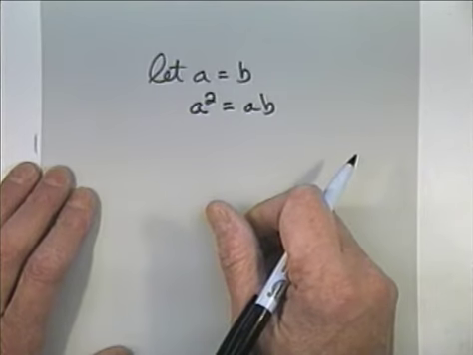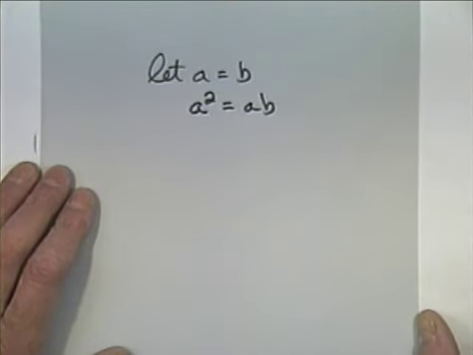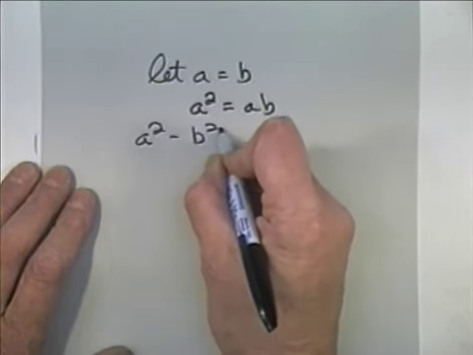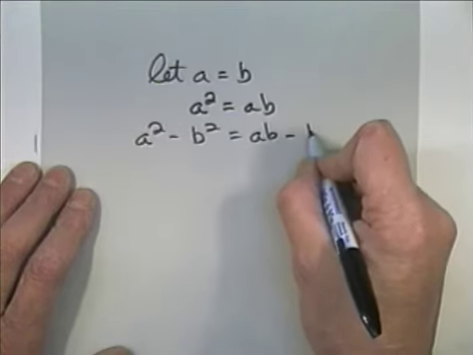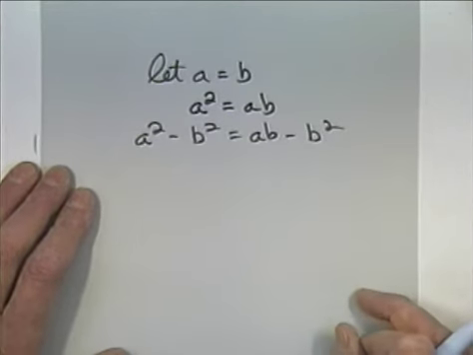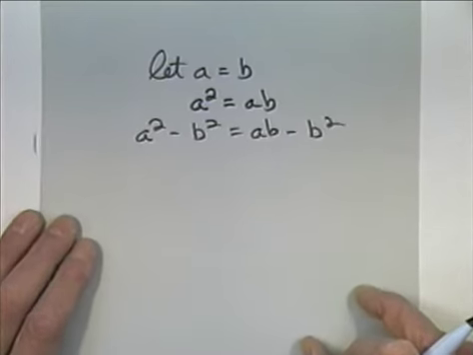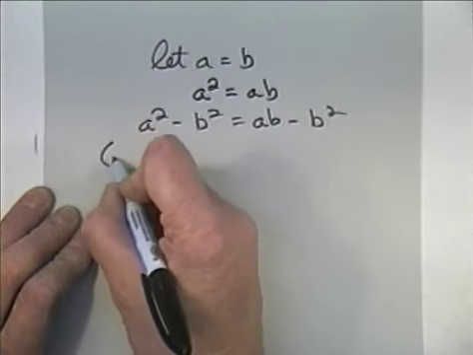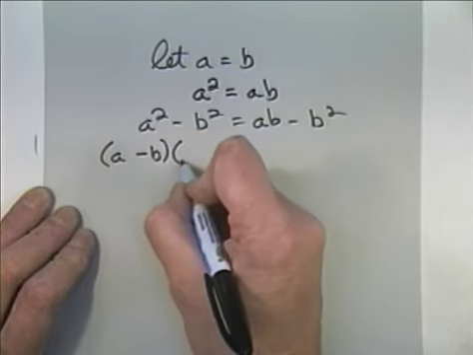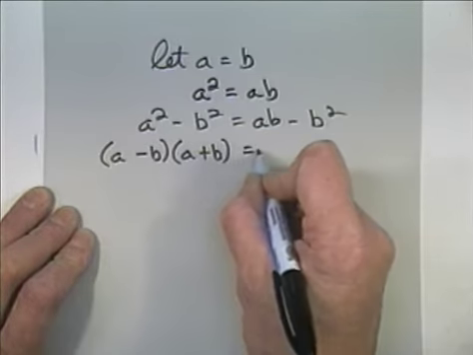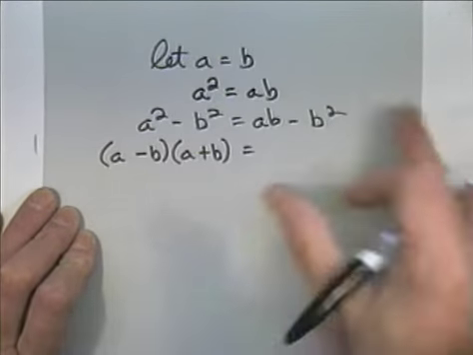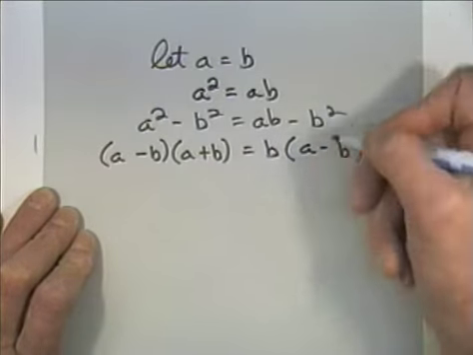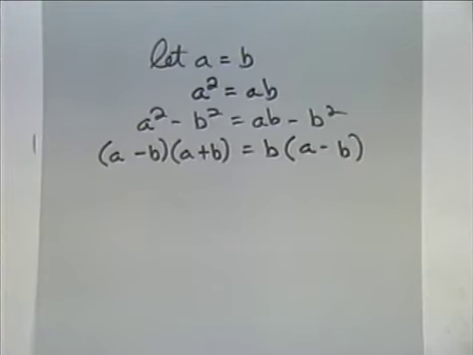Next step, we're going to subtract equals from equals. We're going to subtract the same thing from both sides. So we're going to get A squared minus B squared equals AB minus B squared. Then we're going to factor. And some of you will remember the way to factor the difference of 2 squares is like this. A squared minus B squared is the same as A minus B times A plus B. And on this side, to factor it we just pull that B out. So that's B times A minus B. Those 2 things are equal. So all we're doing in that step is to factor both sides.